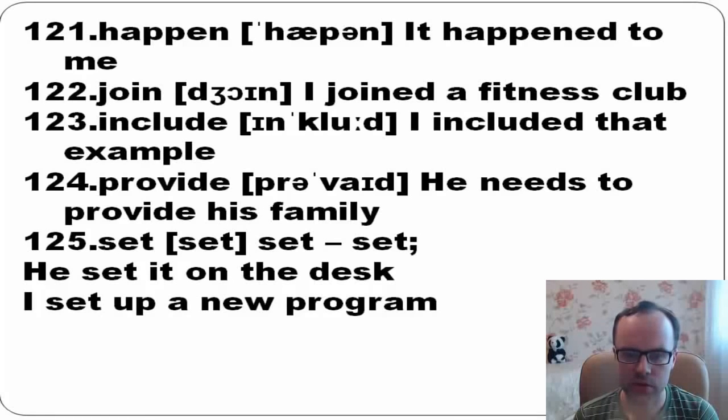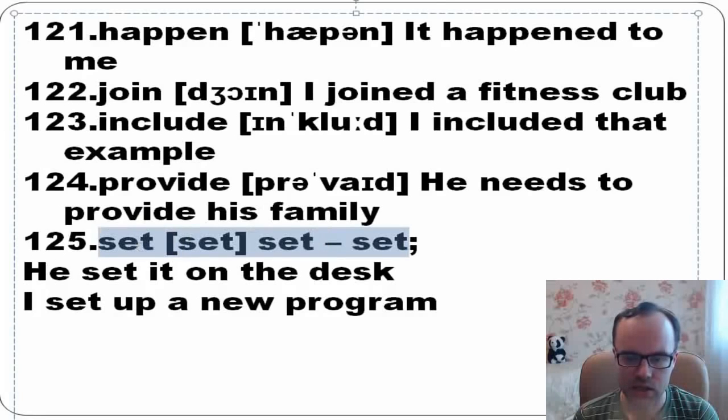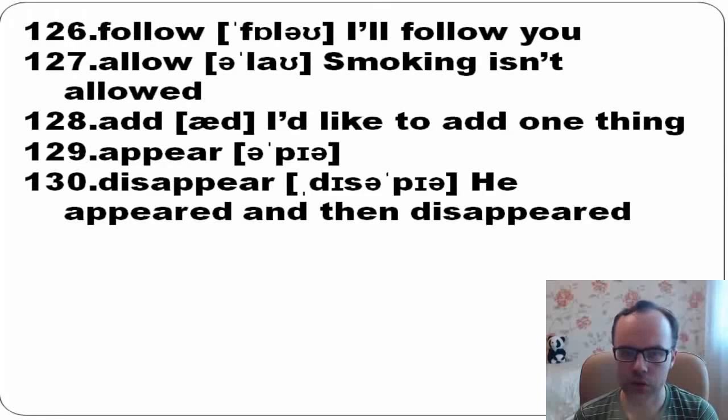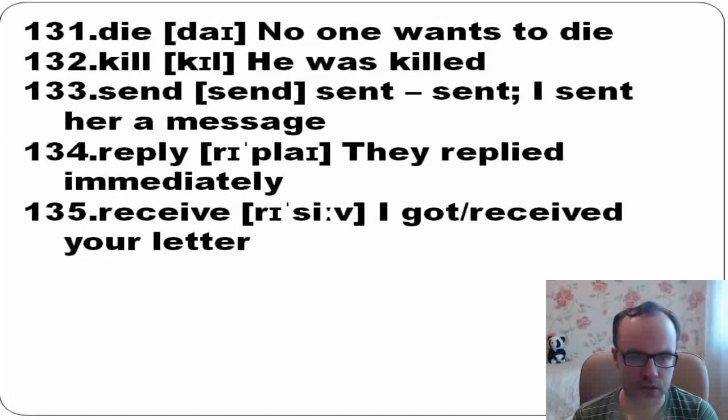Provide. He needs to provide his family. Set. Irregular. He set it on the desk. I set up a new program. Follow. I'll follow you. Allow. Smoking isn't allowed. Add. I'd like to add one thing. Appear or disappear, here two opposite verbs. He appeared and then disappeared.